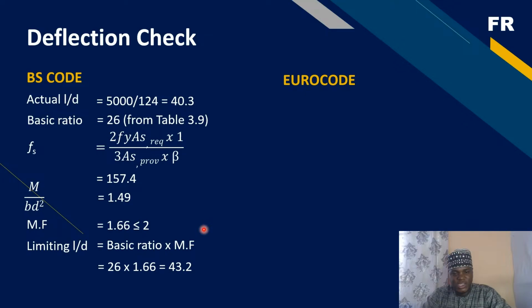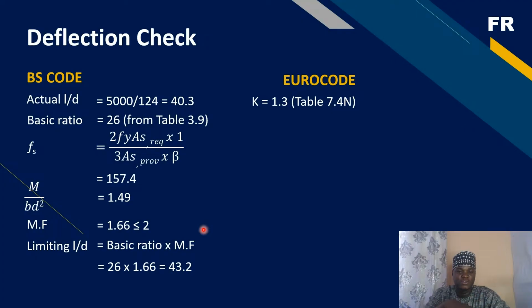So let's now check for the Eurocode. According to the Eurocode, we need to determine what we call K. K is a factor of the type of support, that is the type of continuity of your slab, maybe continuous on one end or an interior panel, or if it's a cantilever slab. But based on our own slab, we have one long edge continuous. So for this kind of slab, the K is 1.3. You can check Table 7.4N of Eurocode 2.